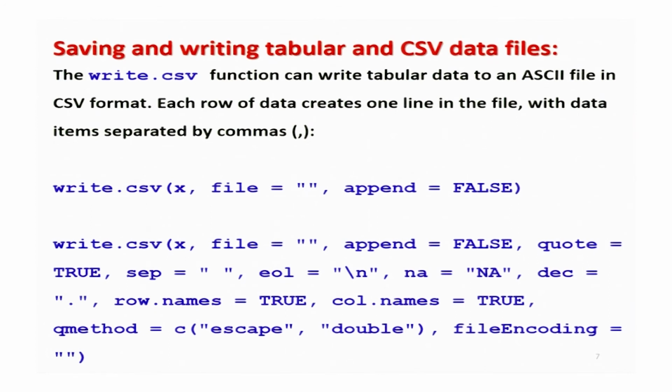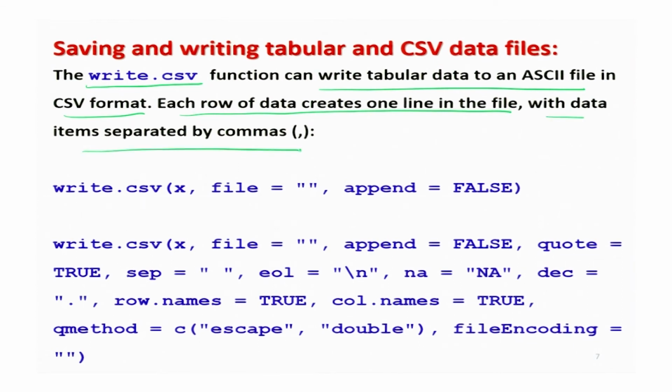Okay, so suppose I want to know how I can save tabular or CSV data files. Now what you have to do is look into the R software and try to find the function. The function you will find is write.csv. This function can write the tabular data to an ASCII file in the CSV format. And the way it writes the data is that each row of the data creates one line in the file, and the data items are separated by commas.